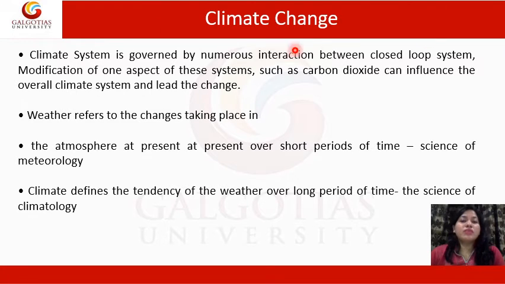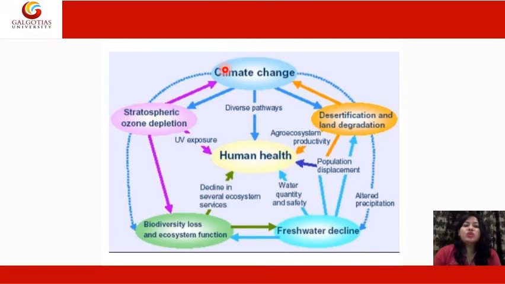Now we discuss climate change. Climate change is governed by the numerous interactions between closed loop systems. Modification of one aspect of these systems, such as carbon dioxide, can influence the overall climate system and lead to change. Weather refers to the changes taking place in the atmosphere at present over a short period of time, in the science of meteorology. In the science of climatology, we define climate as the tendency of the weather over a long period of time. Climate change leads to two factors.